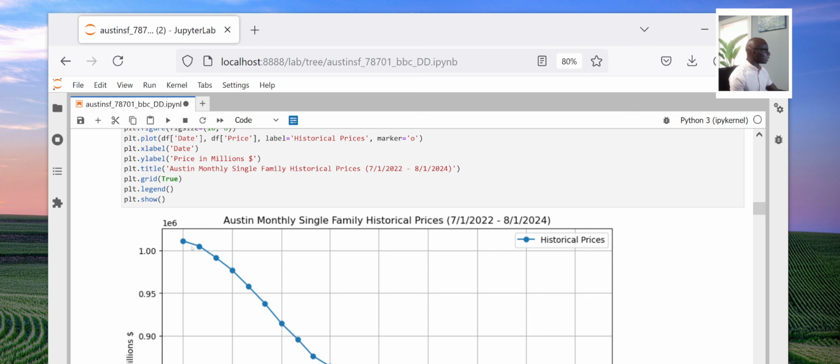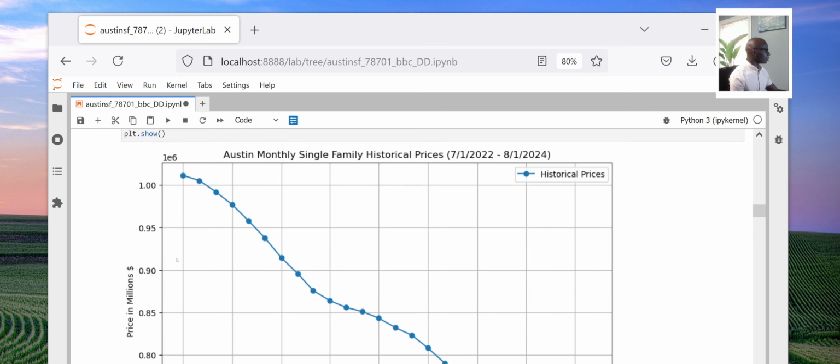As we can see, starting in July 2022, my gut was accurate in the sense that the prices seem to be decreasing. So over the next couple months, it's just decreasing, all the way through currently July 2024.